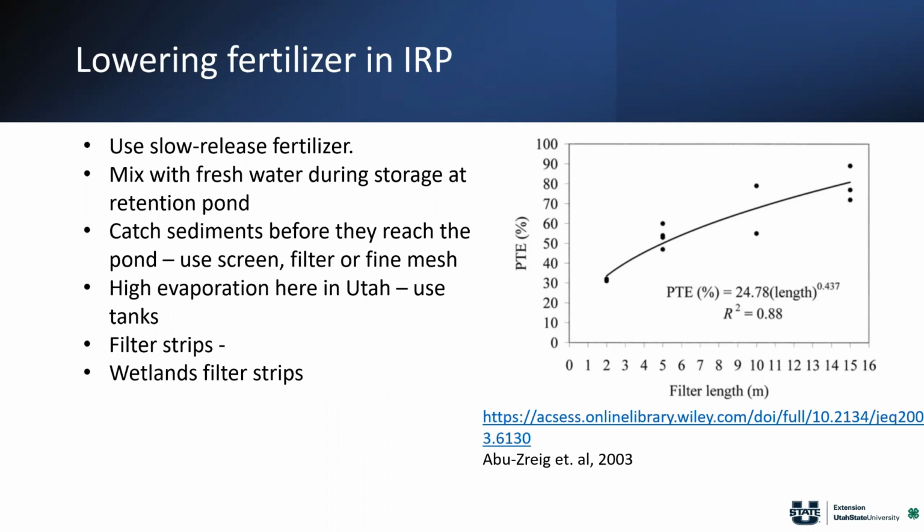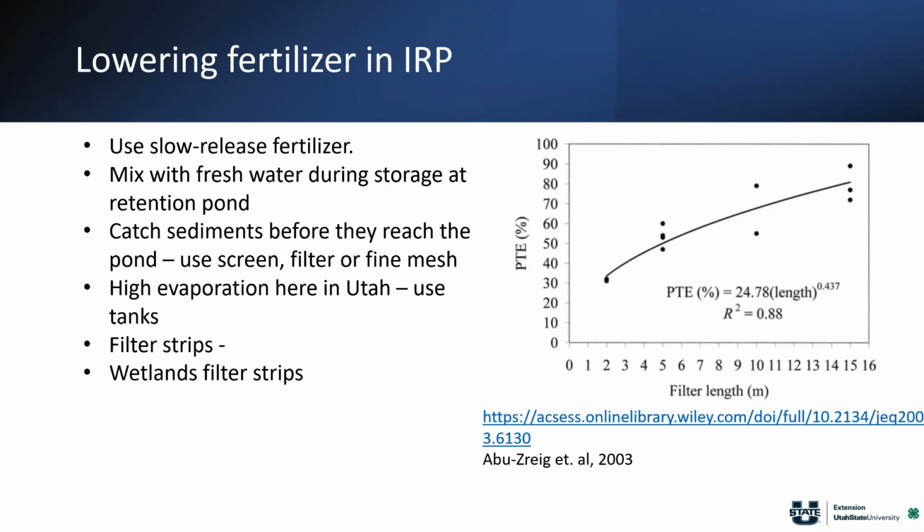Mix with fresh water during storage at the retention pond. So if the potassium, phosphorus and nitrogen in the storage pond or the retention pond are higher, and it's causing problems, we could use some fresh water in there to mix it, and then lower the concentration and lower the amount of algal bloom or any problem associated with those runoff. We could also, if the sediment is a problem, catch the sediment with fine mesh or some screens or filter strips before it reaches the pond.